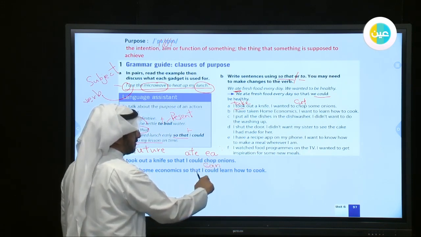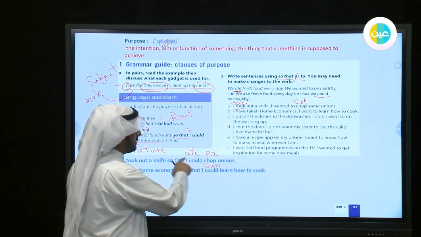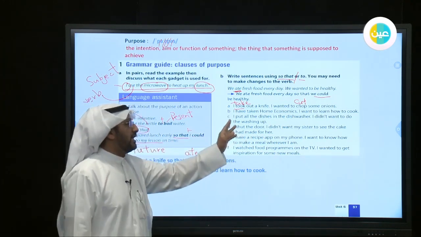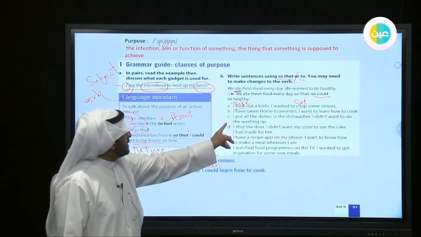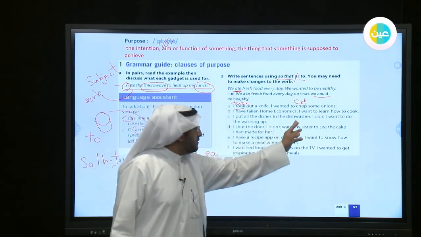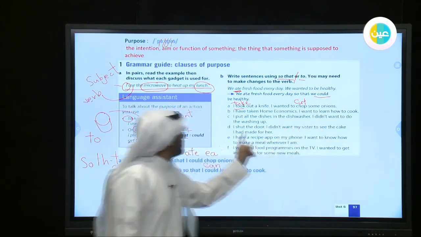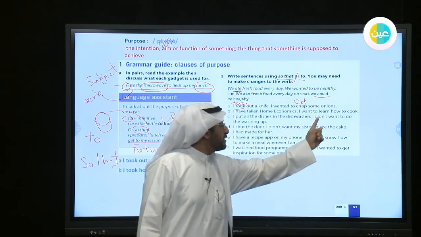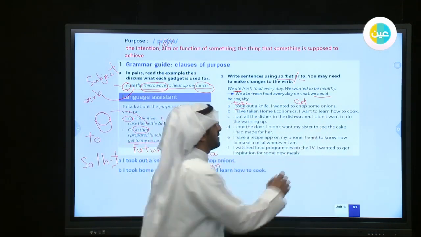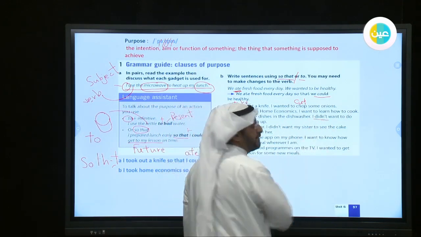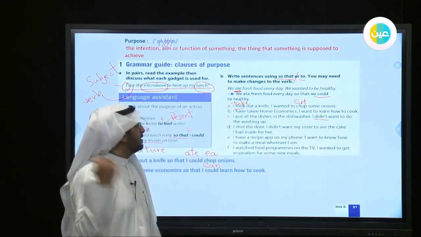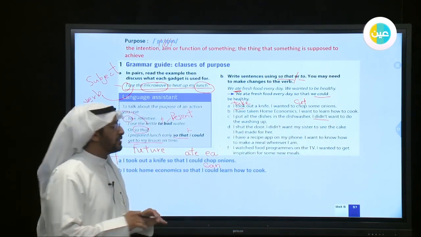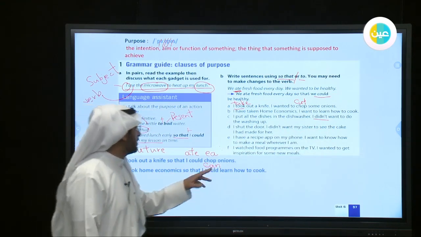This is present. Could, the past. Look at the third example. I put all the dishes in the dishwasher. I didn't want to do the washing up. I didn't. Negative in the past.